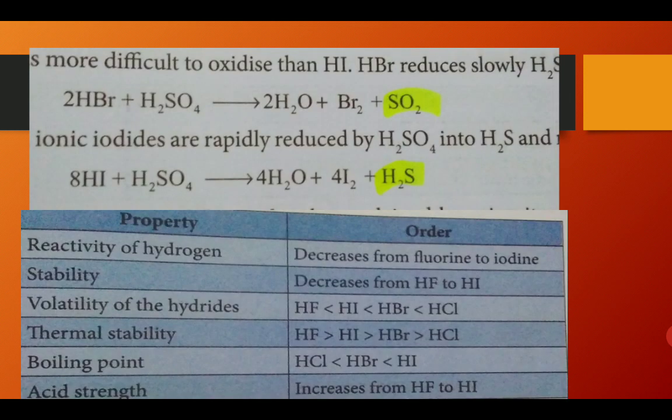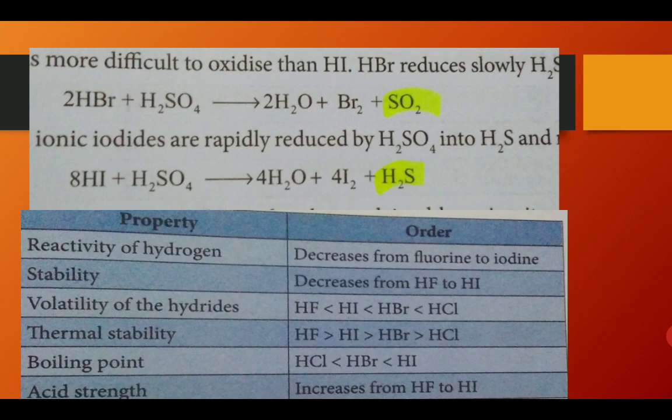The next equation: hydrogen bromide is more difficult to oxidize than hydrogen iodide. HBr reduces H2SO4 slowly into SO2, sulfur dioxide gas. See the equation: HBr plus sulfuric acid gives water, bromine and SO2 gas. Similarly, HI plus sulfuric acid gives H2S gas, hydrogen sulfide, that is rotten egg smelling gas.